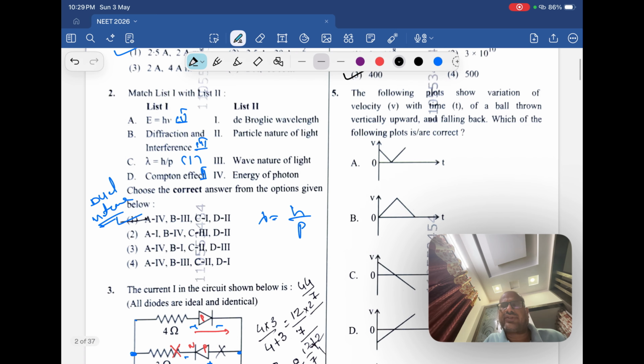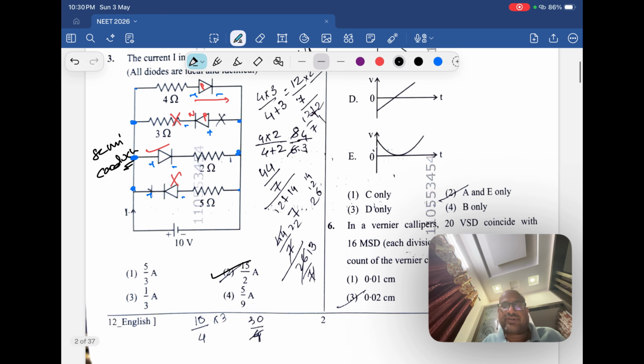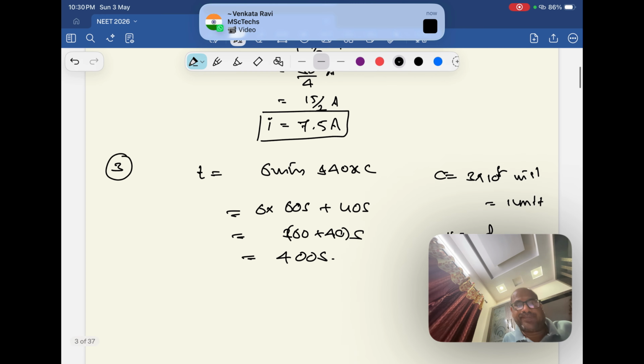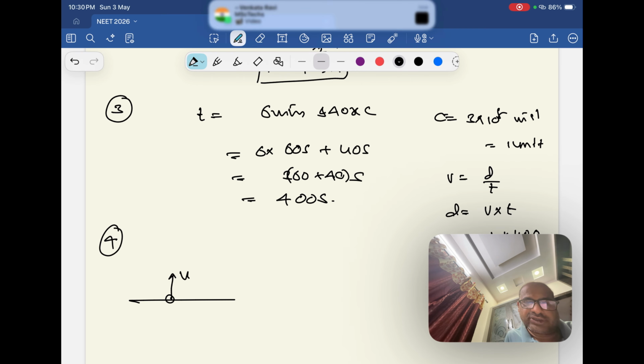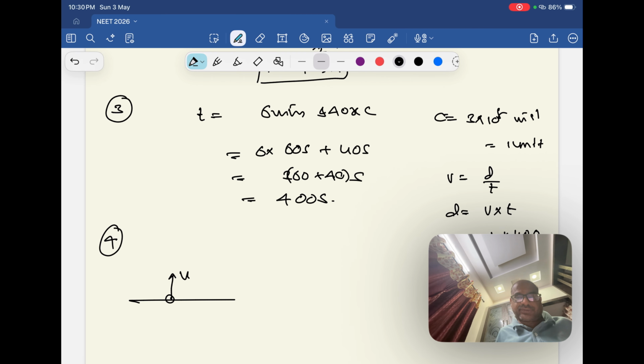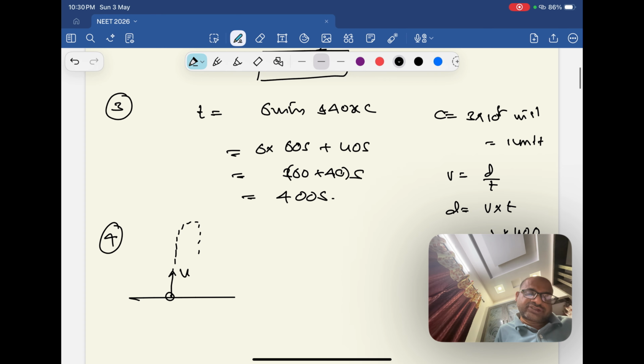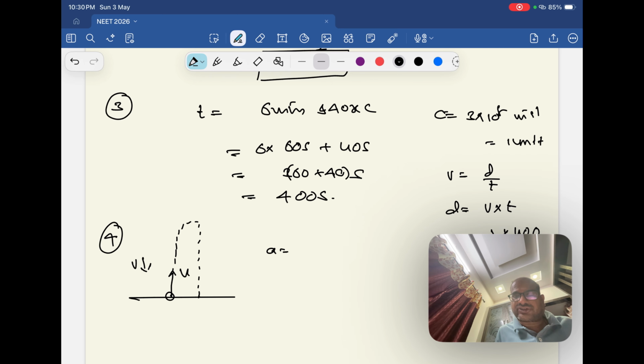The following plot shows the variation of velocity with time of a ball thrown vertically upwards and falling back. Which of the following plots is correct? Now see, we consider a body projected vertically upwards from the ground. If you project a body vertically upward, simply remember the direction of throw as positive. When it is coming down, what happens here? Velocity gradually decreases. So acceleration is negative, the velocity change is negative, so the slope of the v-t graph must be negative. Moreover, velocity decreases, becomes 0, and then the direction is reversed. So if you take upward as positive, downward will be negative. So you can draw the graph.